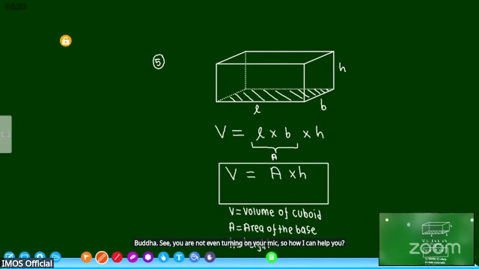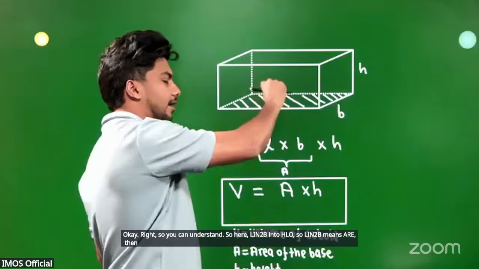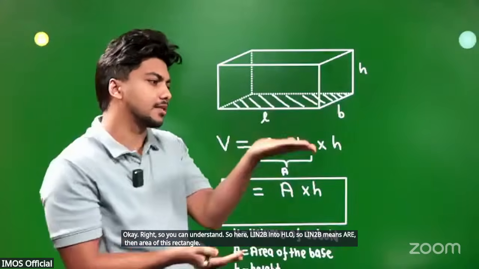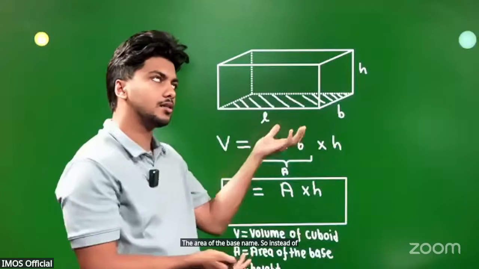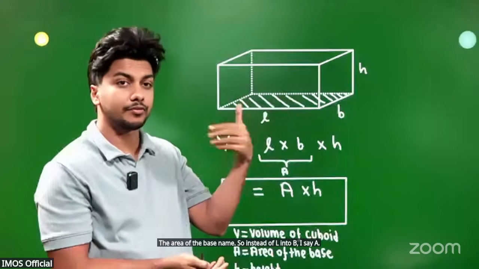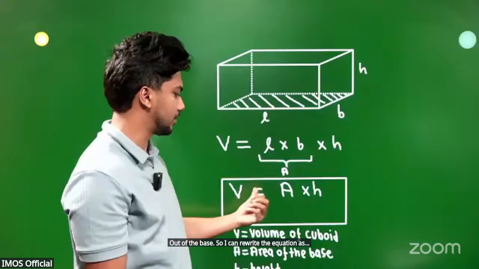Okay. Right, so you can understand. Here, L into B into H. L into B means the area of this rectangle, the area of the base. Instead of L into B, I say A, area of the base. So I can rewrite the equation as V is equal to AH.